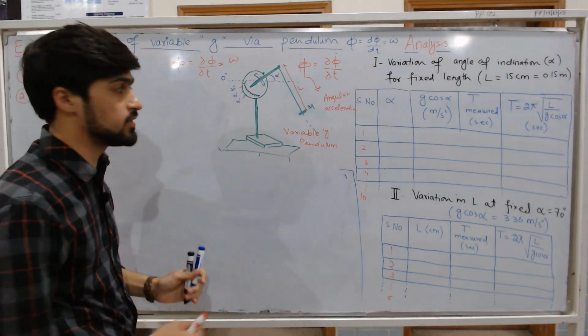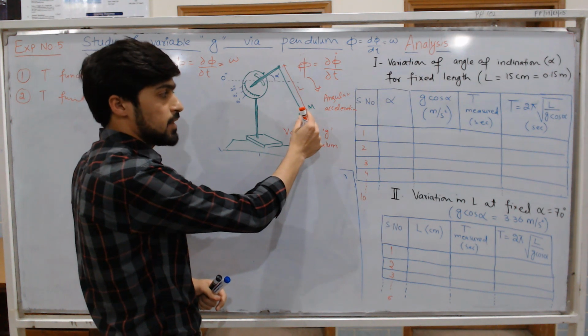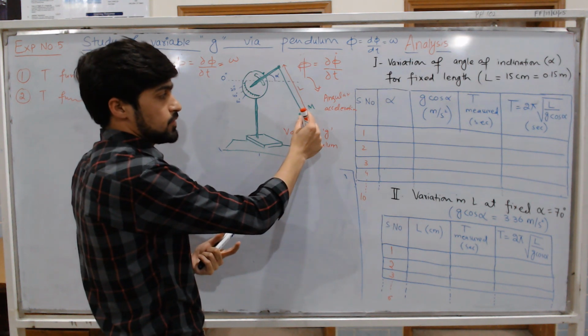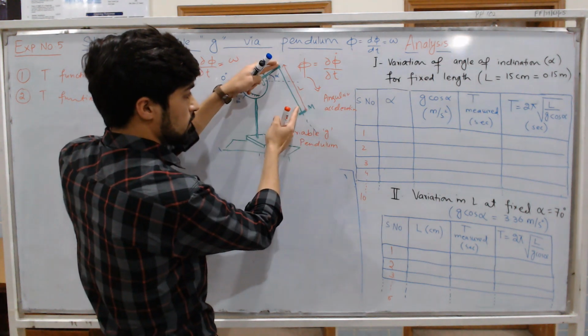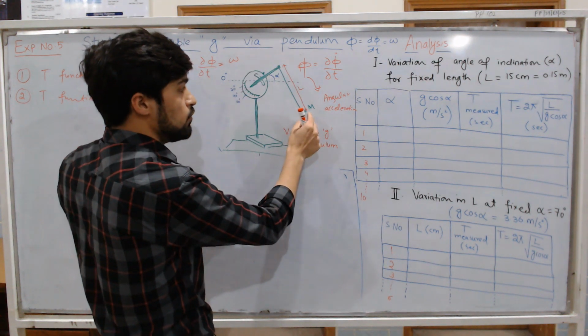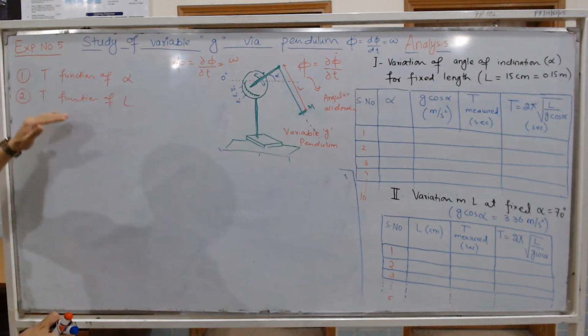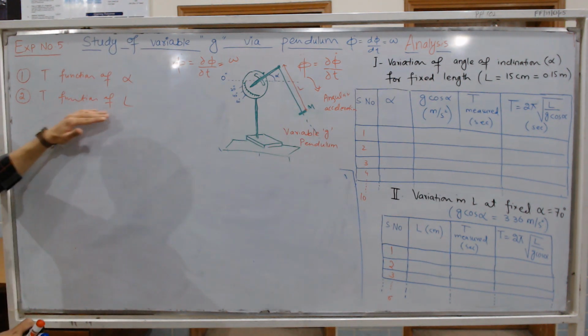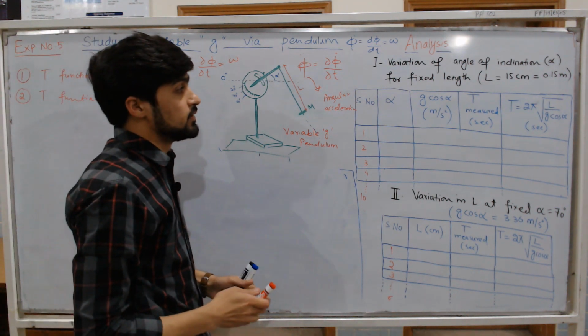So how to change the length? At the end of the pendulum we are having a mass m. So if I move it above, the length is reduced by this much. So if you are moving this mass, you are changing the length of the pendulum. So in the second case we will be changing the length, and we will study how it affects the time period.